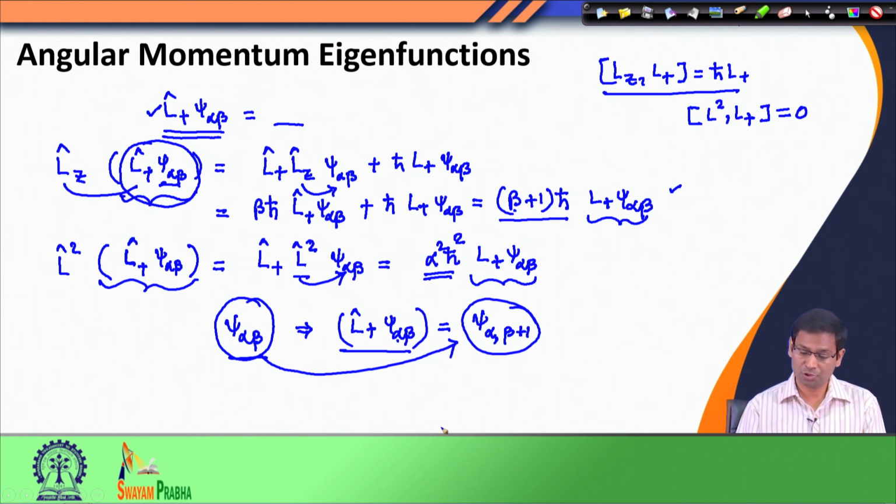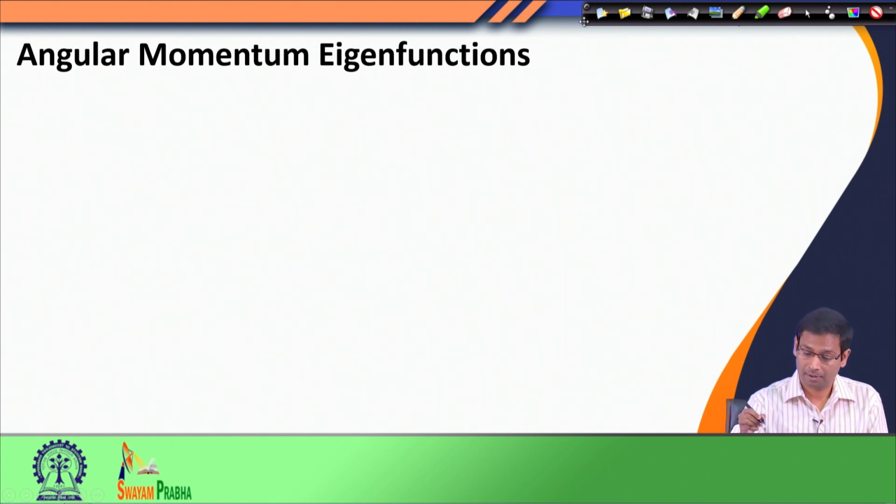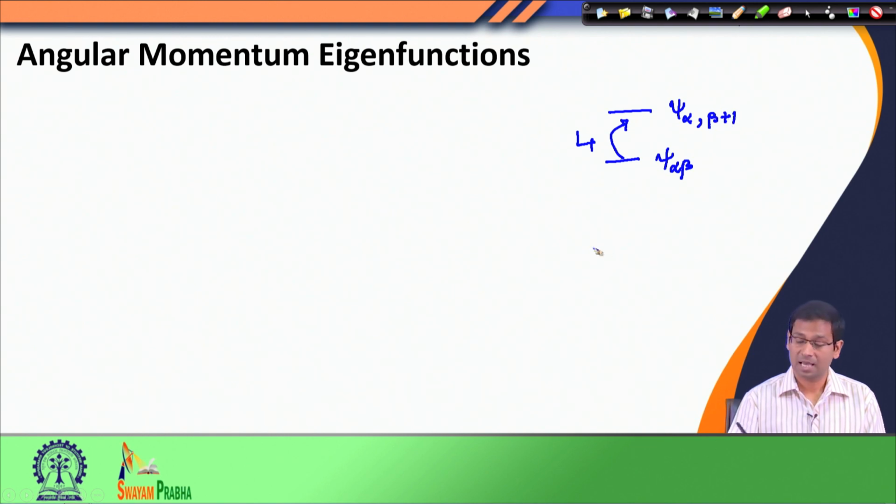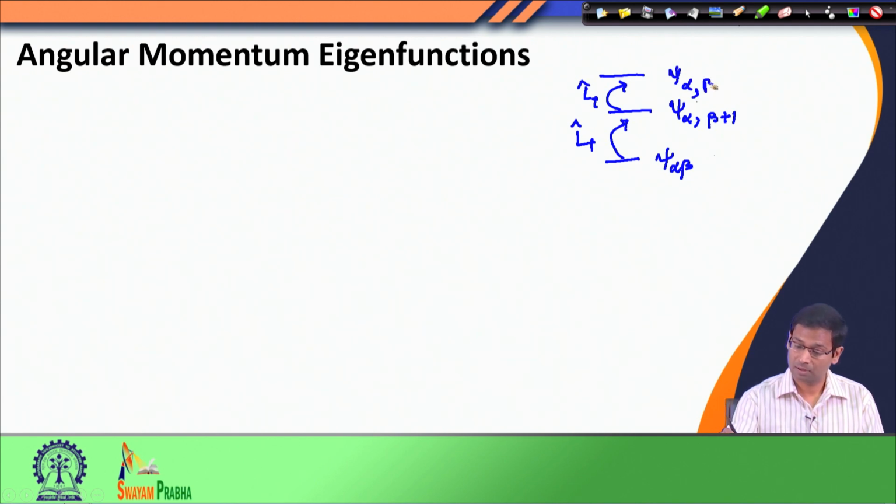Similarly, I can also show that, starting from psi alpha beta, when I apply the L plus operator on this, I get another function, psi alpha beta plus 1. When I apply the L plus operator again on this function, I would get psi alpha beta plus 2, and so on.